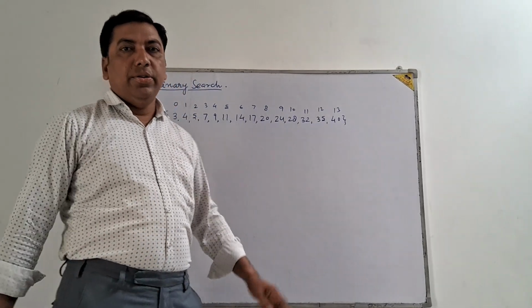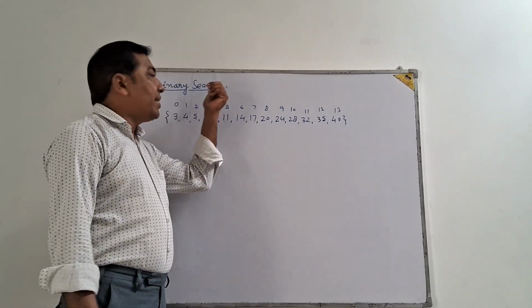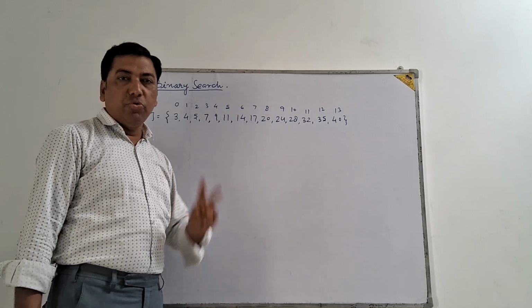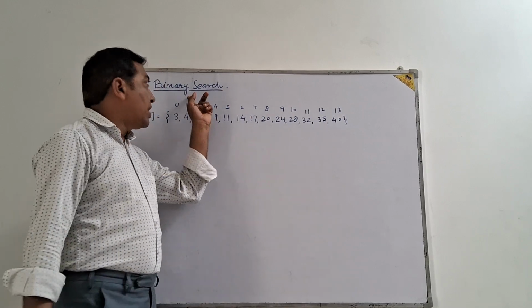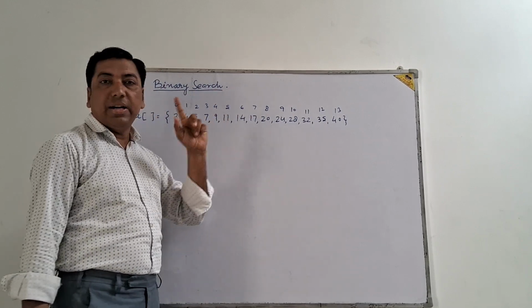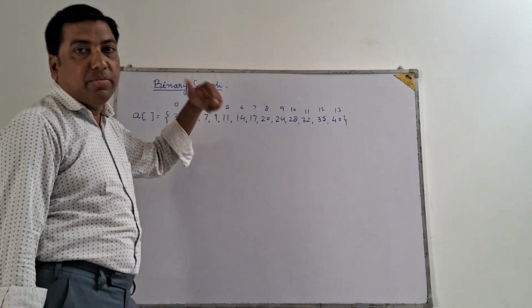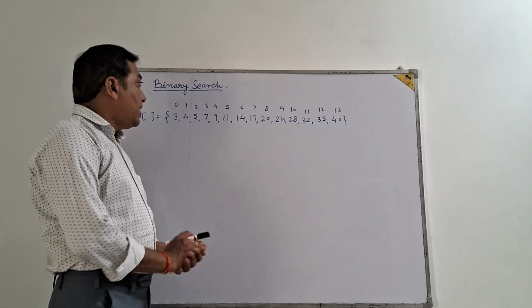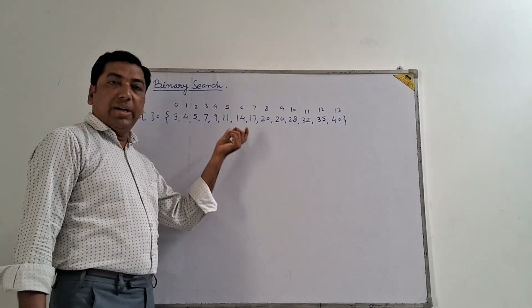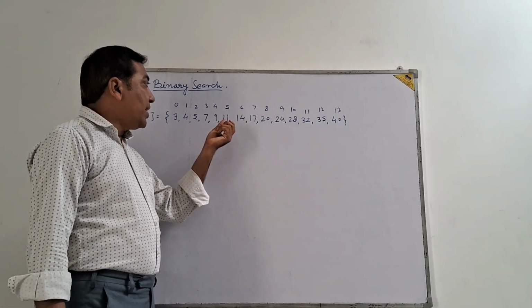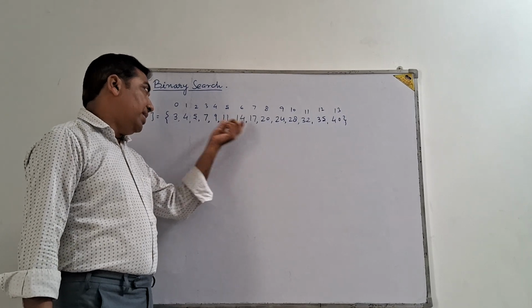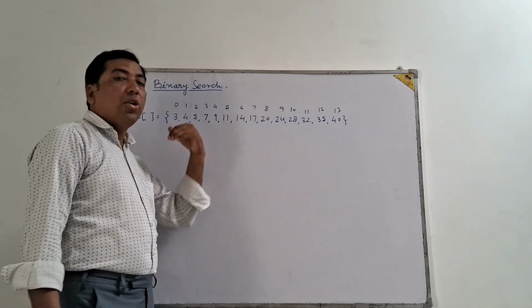Good evening, students. Today we will discuss the binary search technique. As you know, there are two types of search techniques: linear search and binary search. Binary search starts the searching from the middle index, and if the number is available at the middle, it's okay. Otherwise, after the middle, it goes either to the left side or the right side.